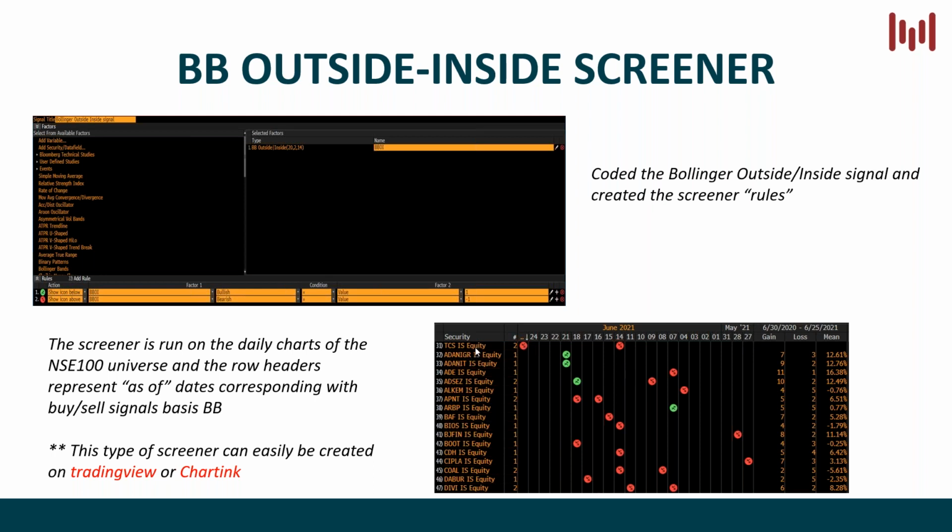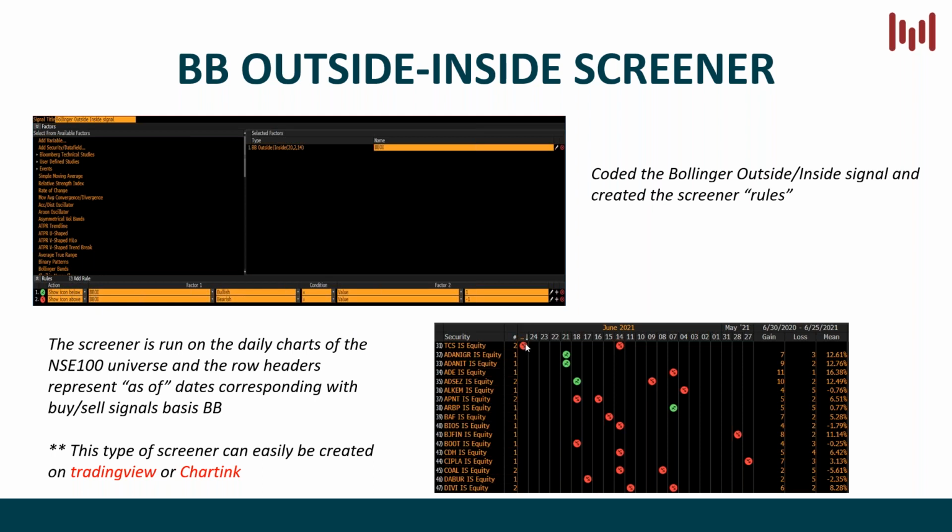And what I then have is a list of the NSE 100 stocks with at least one signal in the last 30 calendar days. You can see there are only two kinds of icons. Green means that on that day, on the daily chart, there was a Bollinger outside inside long signal. So if you look at the 21st of June, on the daily charts of Adani Green and Adani, I don't know what T means, I'm not too sure, there was actually the Bollinger Band outside inside long signal. How do I know it was long? Well, the color is green, that means long, if you look at the rules here.